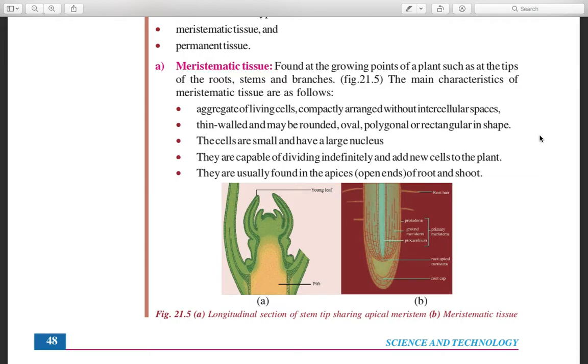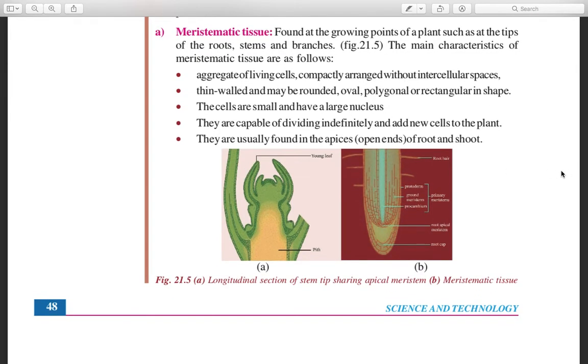So what are their characteristics? The first characteristic is that they are an aggregate of living cells. Aggregate is a group of things formed into one type of body. So living cells are grouped into one body. That is the definition of aggregate. They are an aggregate of living cells compactly arranged, without intercellular spaces. There are no spaces between the cells. That's the first characteristic.